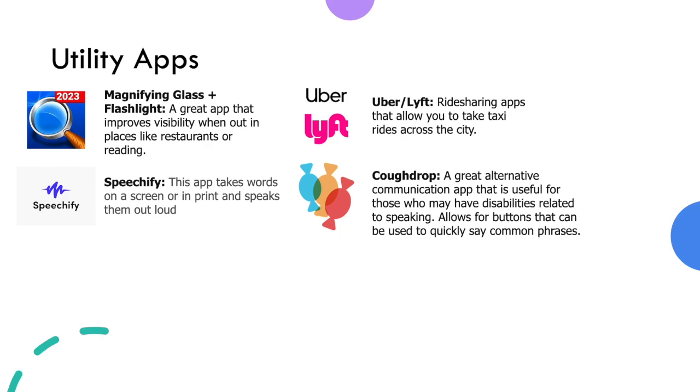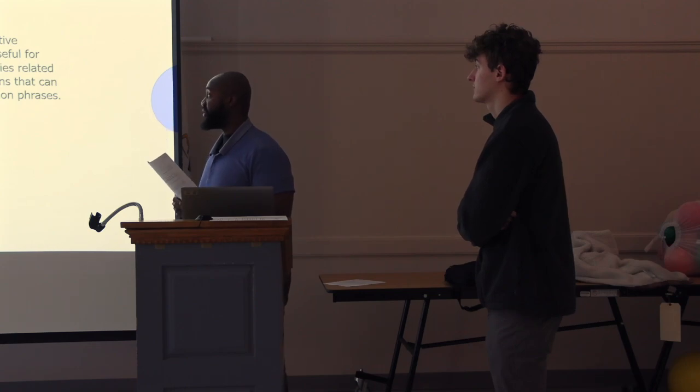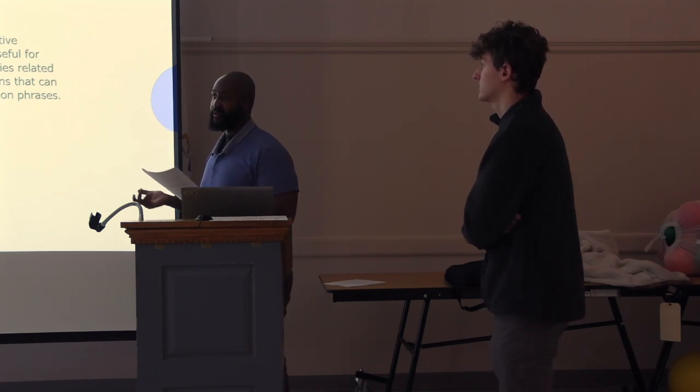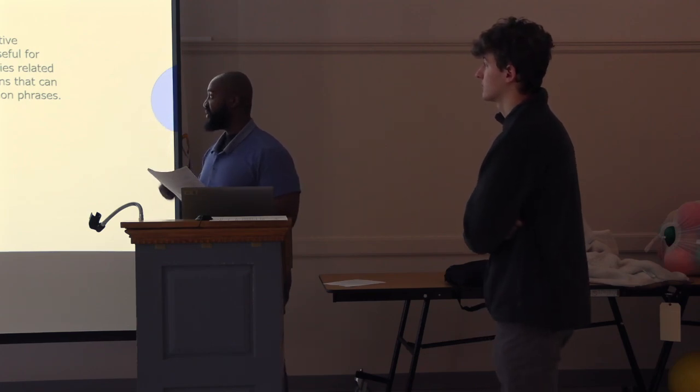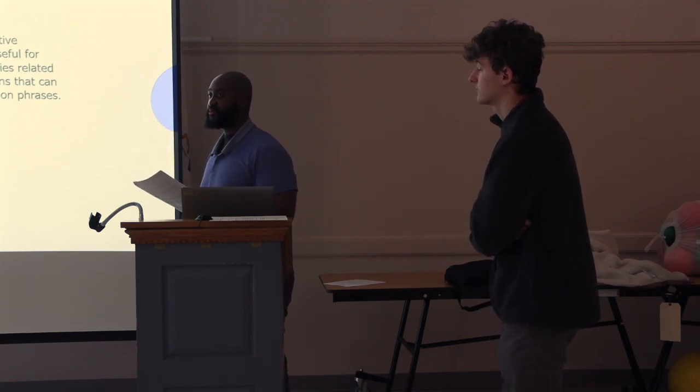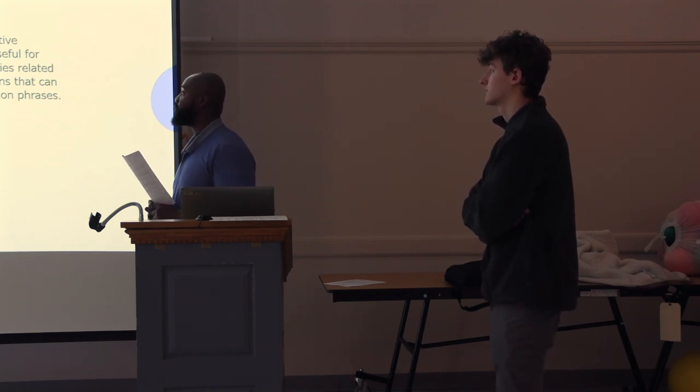All right, then we're going on to utility apps. The first one is a magnifying glass and flashlight combo. It's a great app that improves visibility when out in places like restaurants or reading. You can turn on your flashlight, but at the same time, magnify to see menus. It works really well with paper menus, not so well with laminated ones, but it's very, very useful to have. Sometimes the restaurant can be dimmed, the lights can be very dim, so you'll need that extra boost to be able to see what's on the menu.